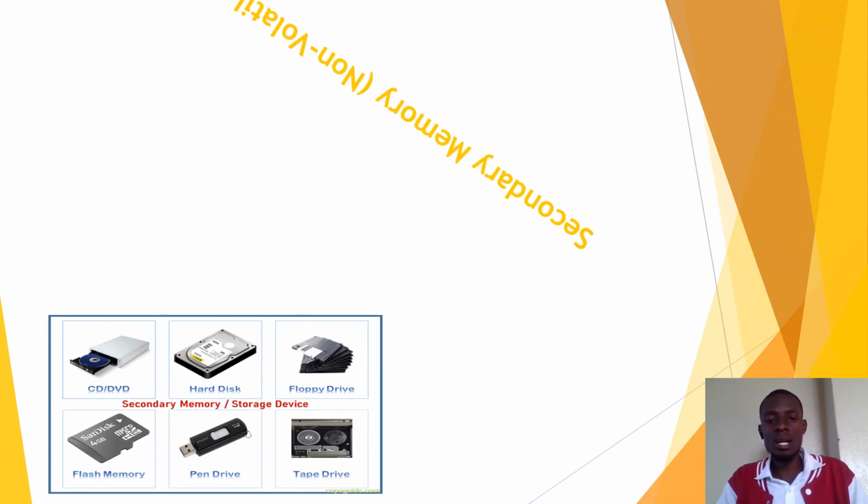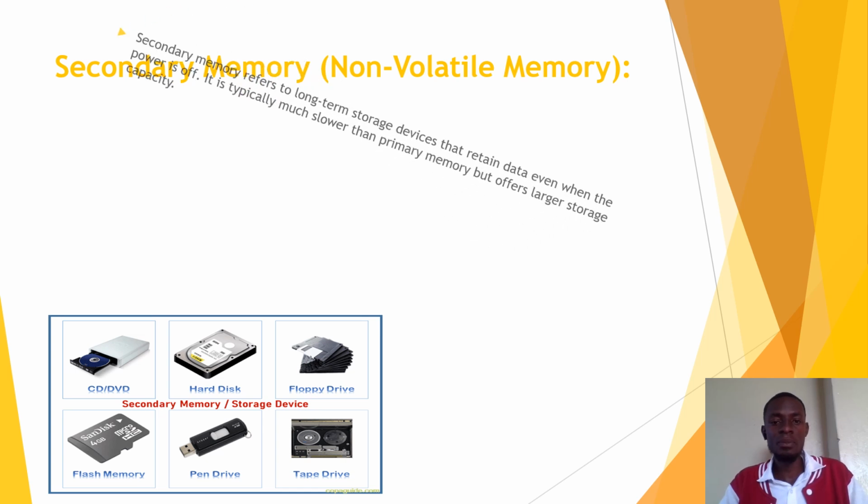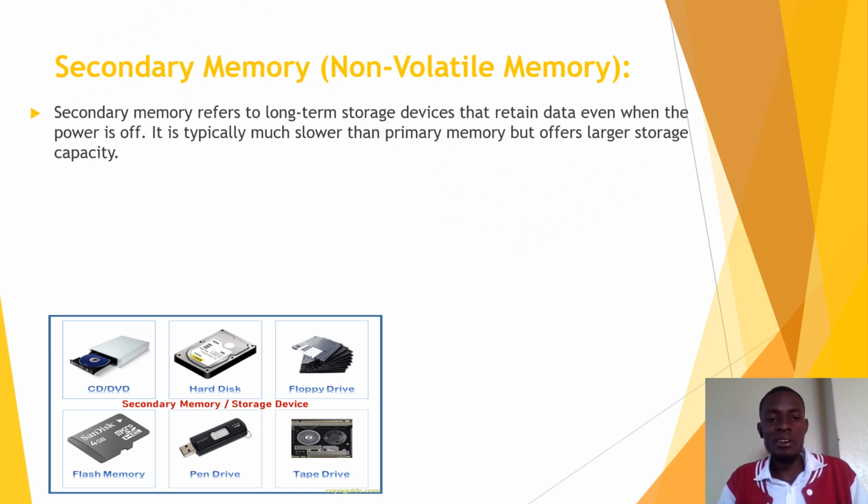Now, let's look at the secondary memory, or the non-volatile memory. The secondary memory refers to the long-term storage devices that retain data even when the power is off. It is typically much slower than the primary memory, but offers larger storage capacity.